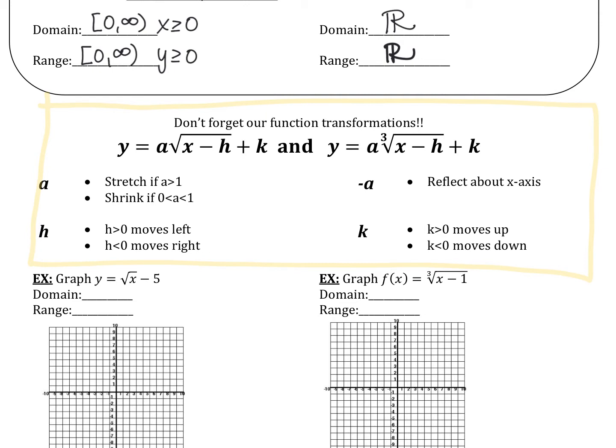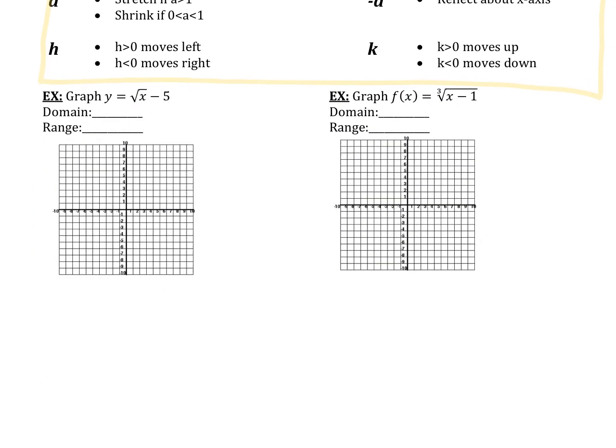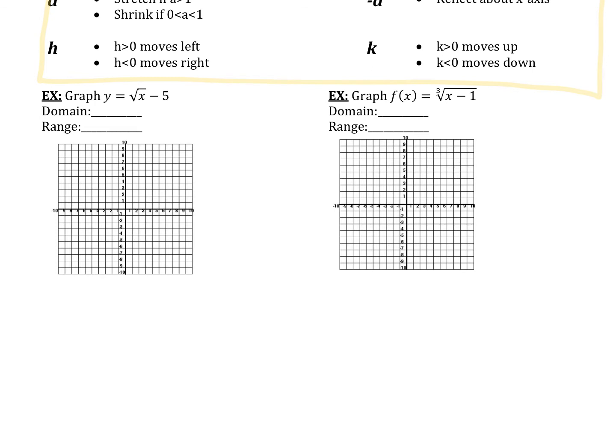Okay, so let's look at some examples of how we would go through these problems. The first thing I'm going to caution you on is to pay attention to what your index is. You will not be asked to graph anything but a square root and a cube root right now. Going forward maybe, but not now. So the first thing we need to know is that we're dealing with a square root. A square root is important because that tells me that my parent function is half of a parabola turned on its side.